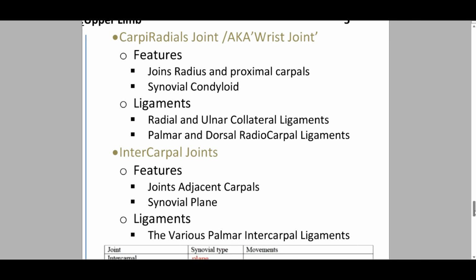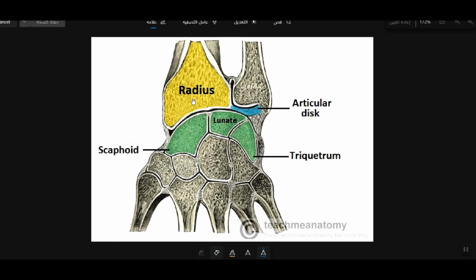I told you between each two bones we have a joint, but let us focus on the two most important hand joints. The carpo-radial joint, or also known as the wrist joint, joins the radius and the proximal carpals, those carpals that are near the radius, and its type is synovial condyloid. As you can see here, we have the radius and the proximal carpals making a joint called the radiocarpal joint, like an egg shape, because basically condyle means egg and oid means like, so condyloid joint is a joint like an egg shape. As simple as that.